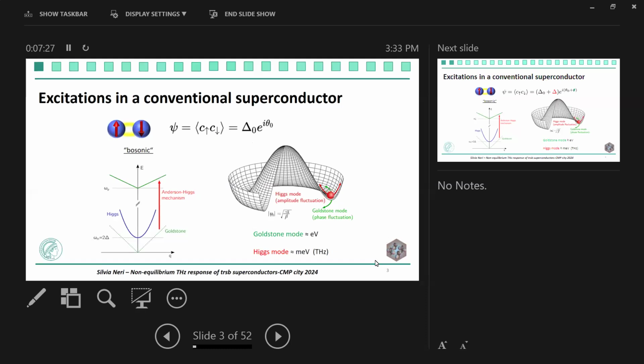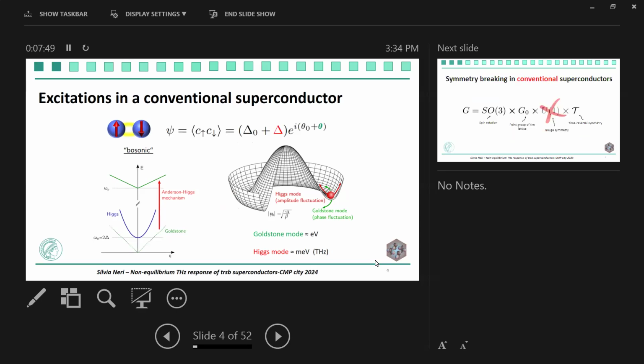As I said, let me first clarify the notation for excitations in conventional superconductors. Once we are in the superconducting regime, we have a complex order parameter like this one. Delta zero is the gap opening up in the single particle spectrum. Since this order parameter is complex, we can add fluctuations both in amplitude and in phase. And we can then have two bosonic collective excitations associated with it. One is going to be the Goldstone mode, the fluctuation along the rim of the Mexican hat.